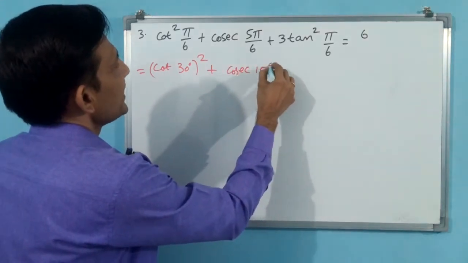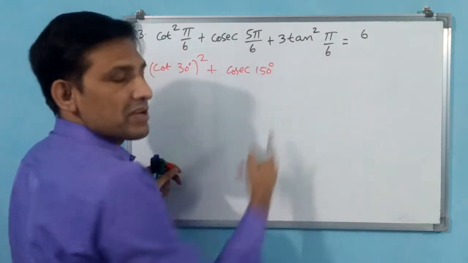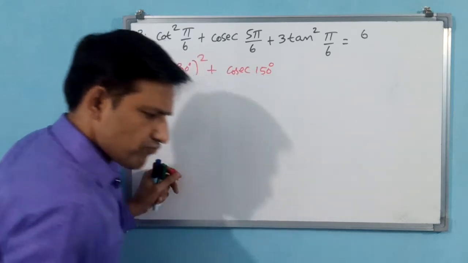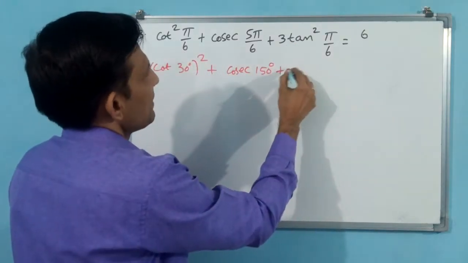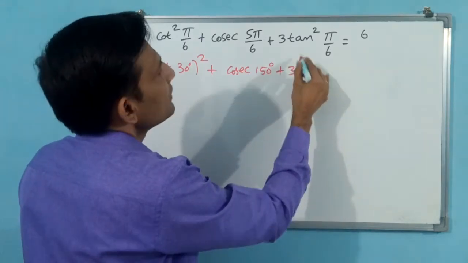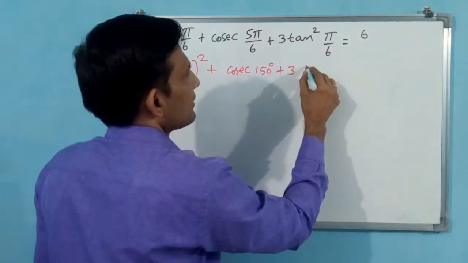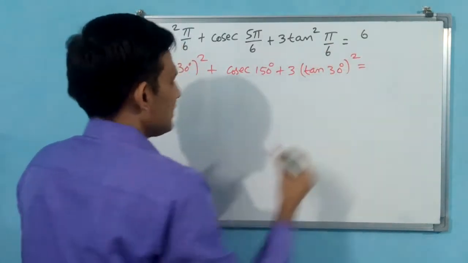Cosecant 150 degree. Here no square is there. If you observe, here square is there, here no square, but here again square is there. Plus 3 into tan 30 degree whole square.